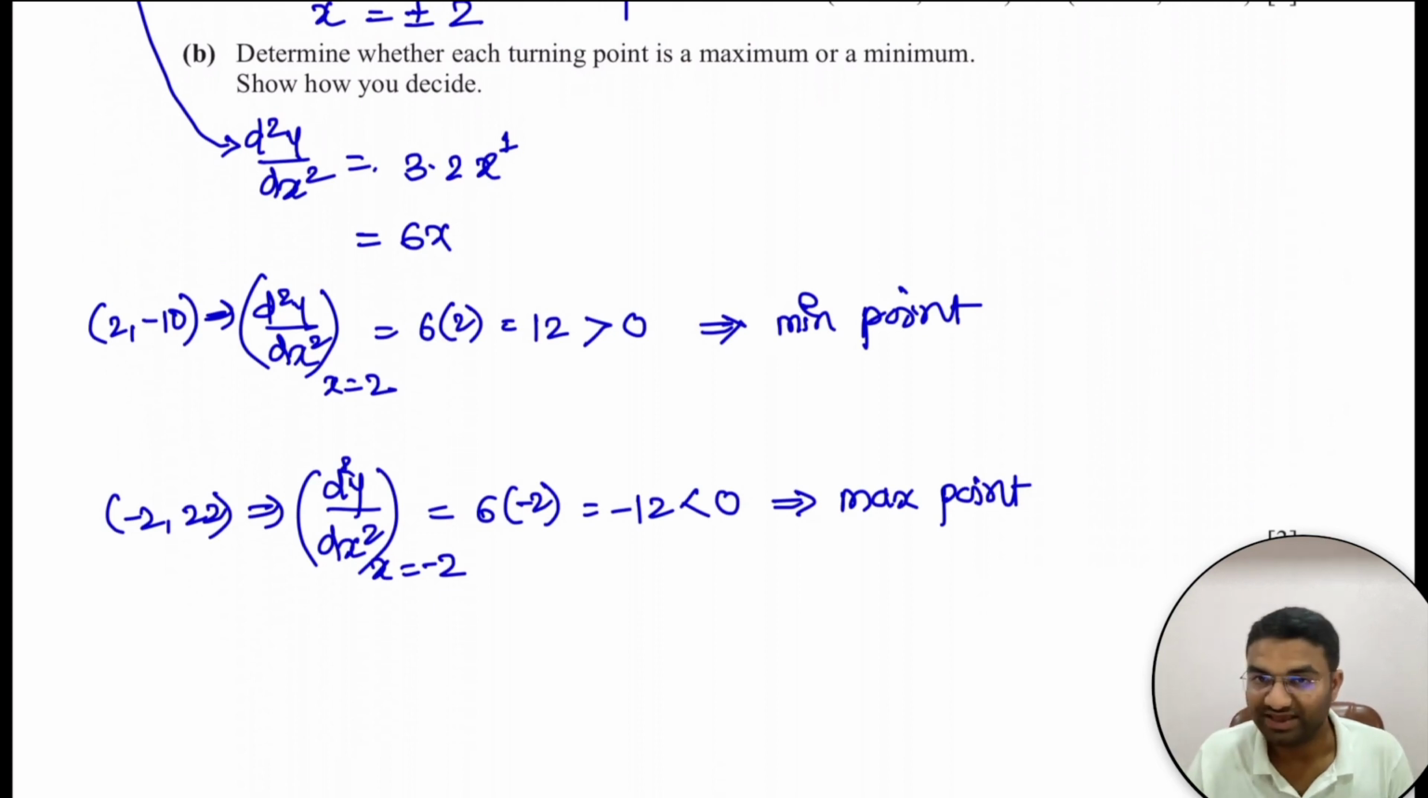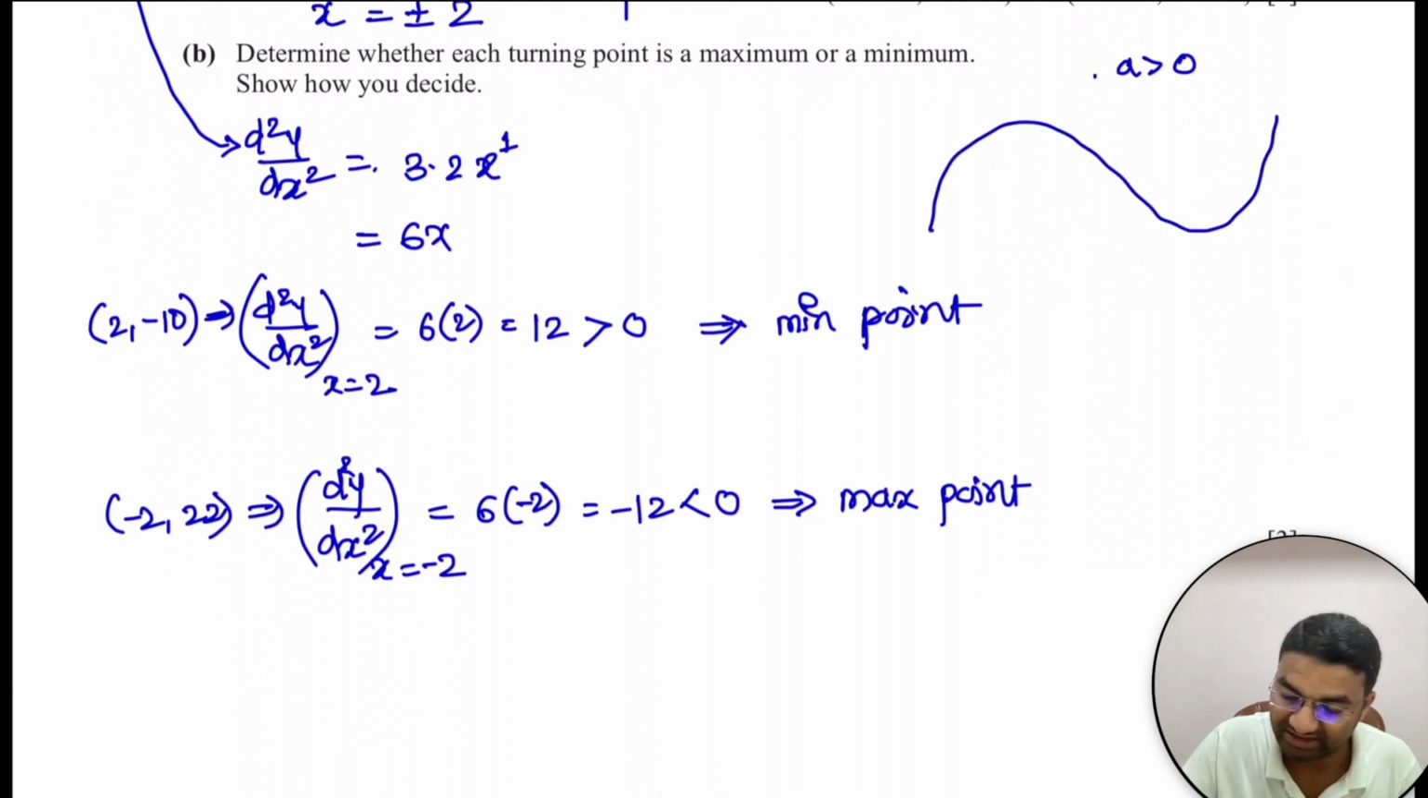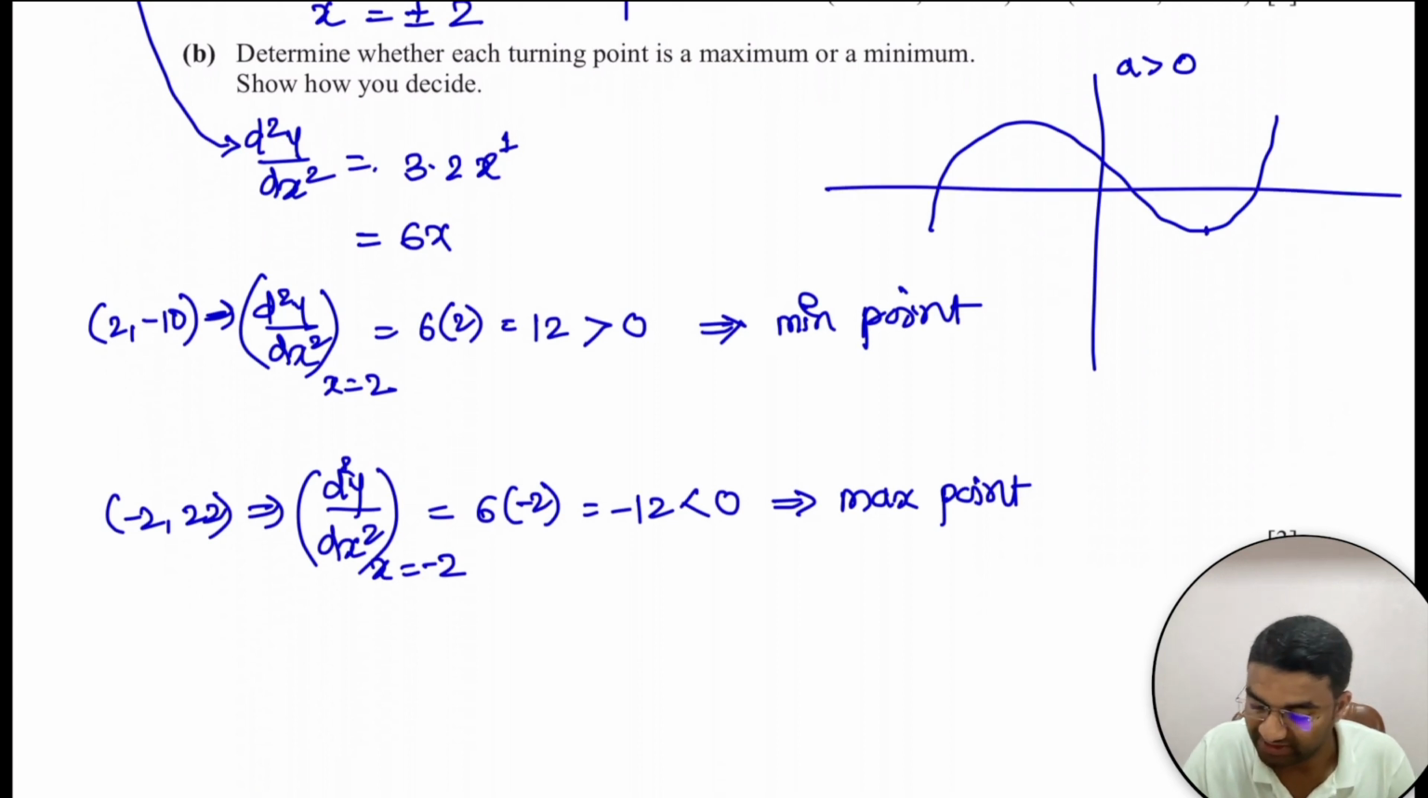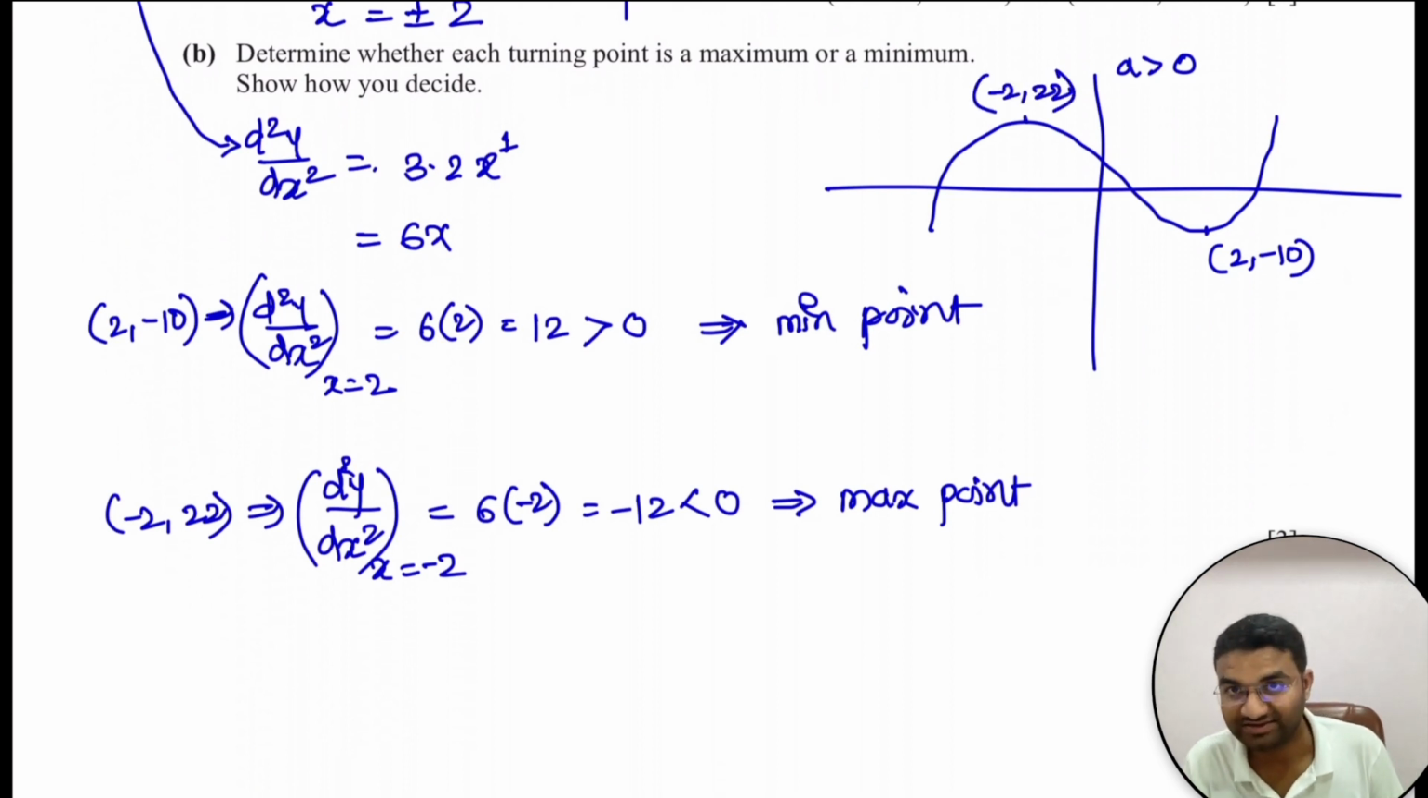All right, so the rough graph we will get like this. Since the coefficient of x cube is greater than 0, we get the graph like this. So this is the minimum point: the minimum point is 2 comma negative 10 and the maximum point is negative 2 comma 22. All right, so that's the minimum point and maximum point concept.